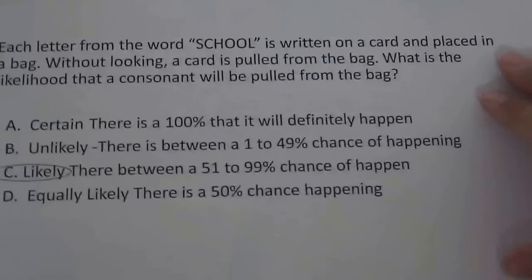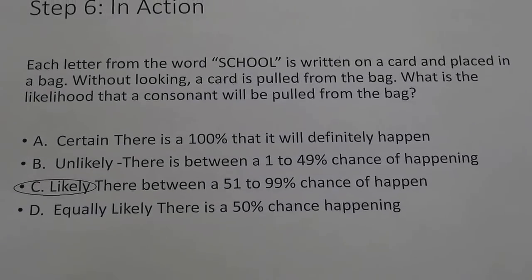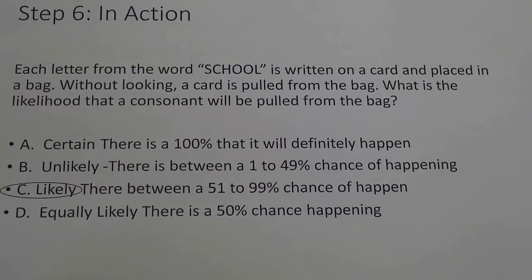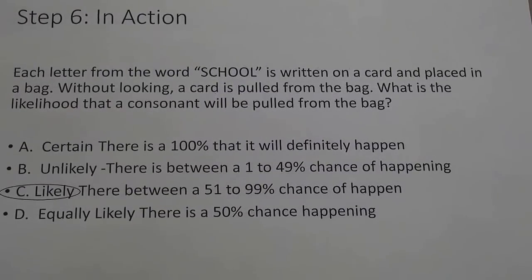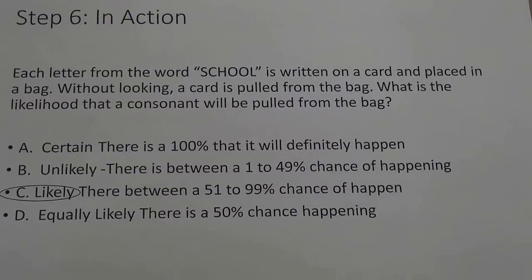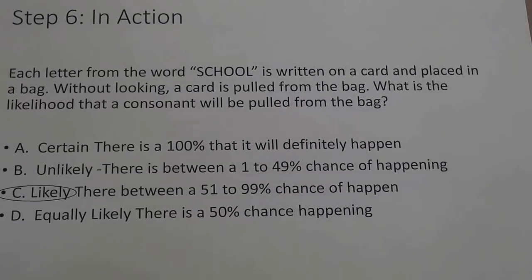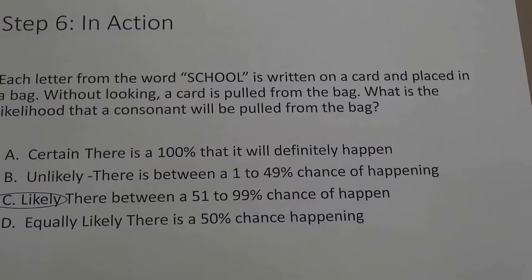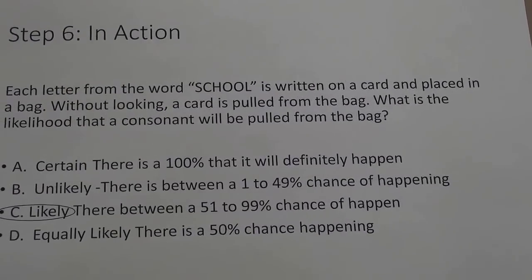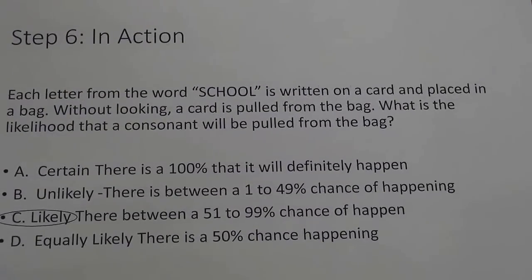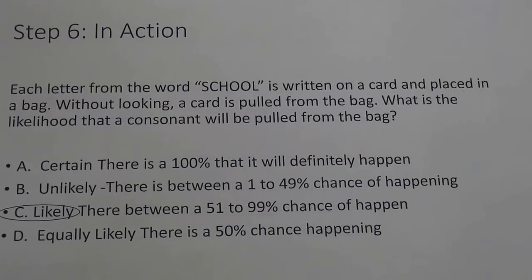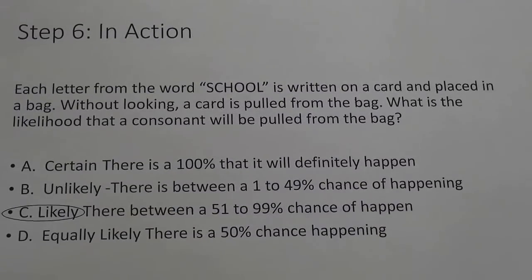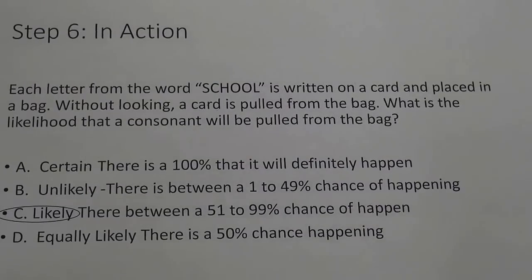And finally, here's our defense in action. Next to letter A, it was the choice of certain, and we defended that this is a 100% chance that it will definitely happen, and we found our percentage to be 67. Letter B was unlikely, which is between a 1 to 49% chance of happening, and again we found our probability or our likelihood being 67%. We chose letter C, which we know that likely means that there's between a 51 to 99% chance of happening, and then finally we still defended letter choice D of equally likely, which means that there is a 50% chance of happening or 50% chance of not happening.